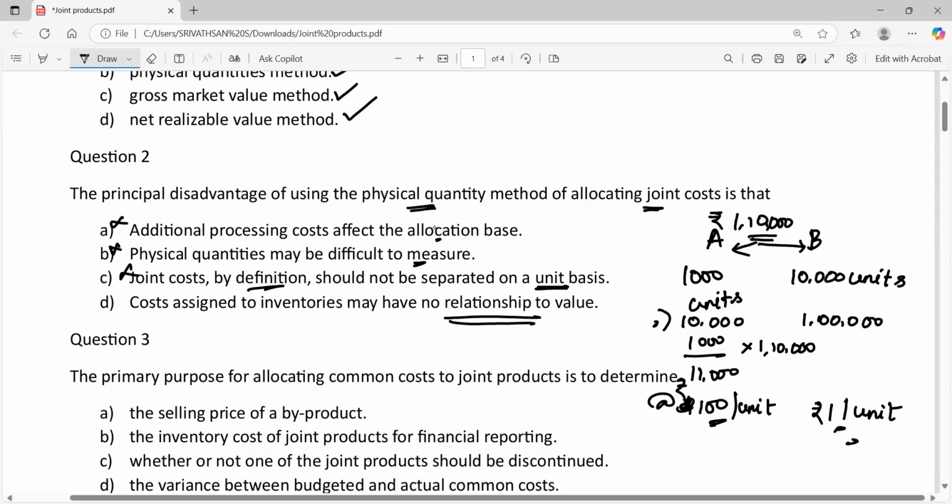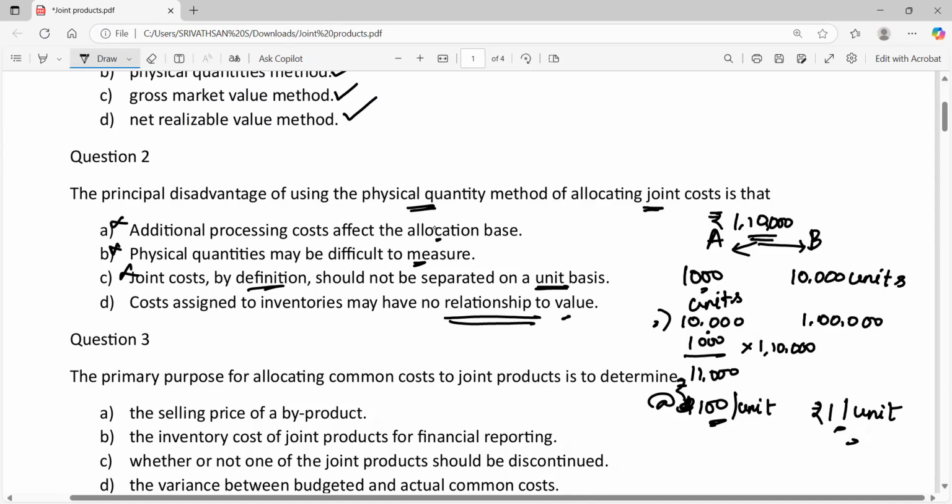So in this case, what will happen? Actually, we should allocate more common costs for producing product A because that's a complex product. So that would have consumed more resources. So a huge portion of cost should have been allocated to product A, but we are allocating only a lesser amount of common cost for product A. So that is the reason why they are saying cost assigned to inventories may have no relationship to value.